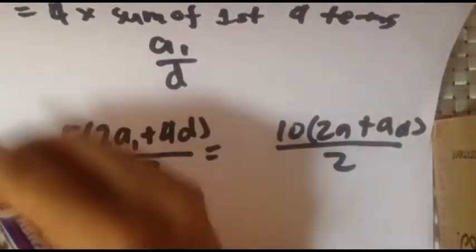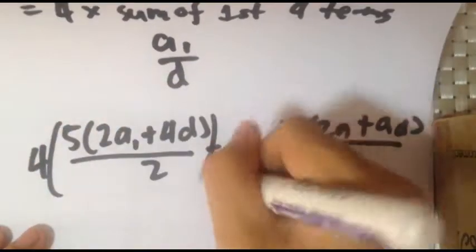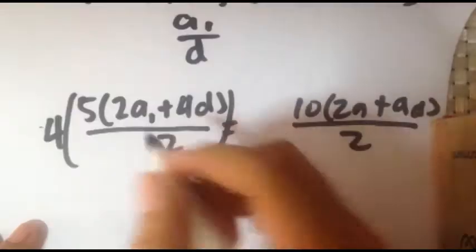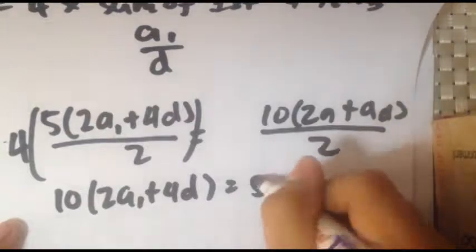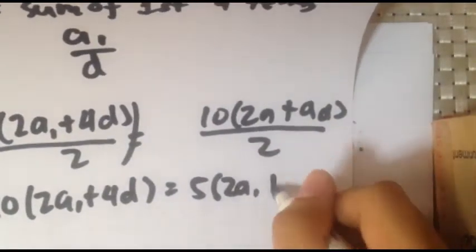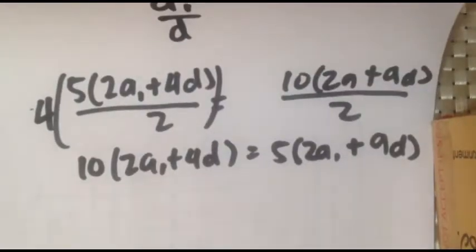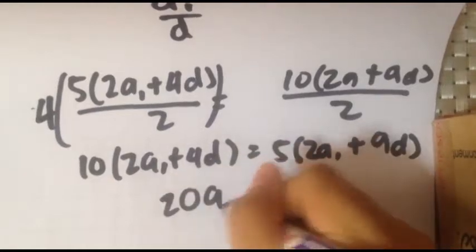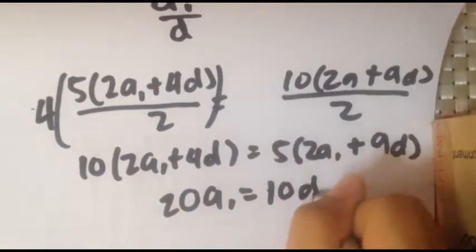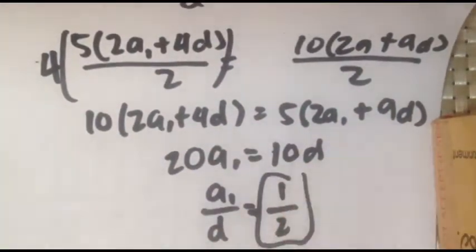Just remember the formula, it has all the info we need. We know the sum of the first 5 and the first 10 terms are this and this from the formula. So we set the second sum as 4 times the first, and simplifying we get the linear equation 10 times (2a plus 4d) equals 5 times (2a plus 9d). Expanding and pulling the variables to different sides, we then have 20a equals 10d, so a over d equals 1/2.